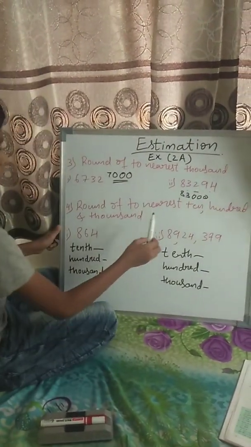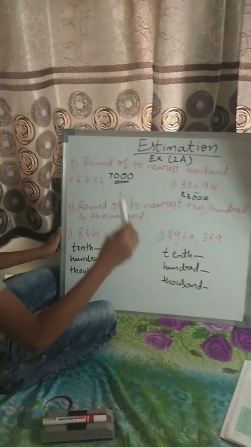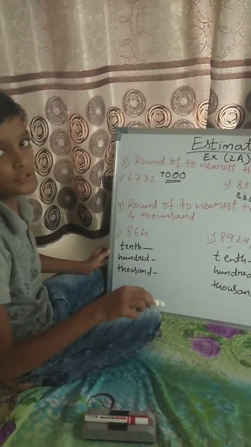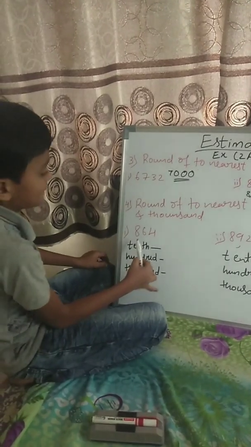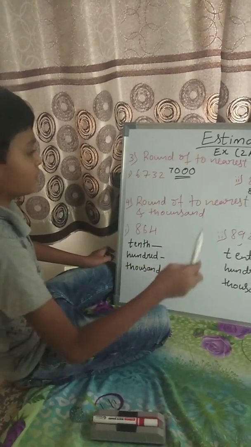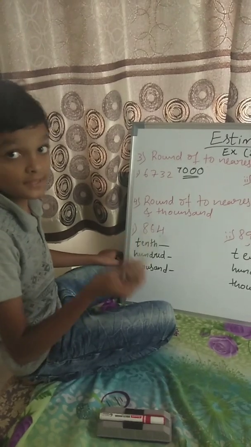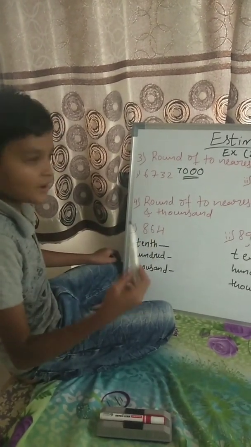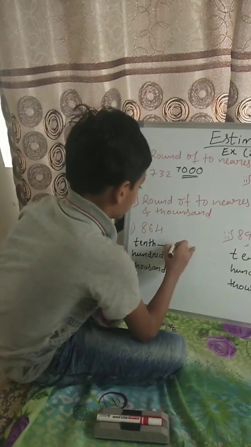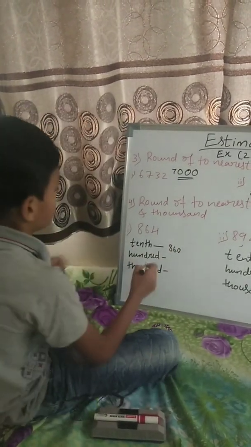Round off to nearest 10, 100 and 1000 means here a single number should be estimated to 10, 100 and 1000. So here the first number is 864. In this, first we have to check at the ones place. In ones place we can observe 4, which is lesser than 5. When it is lesser than 5, as you know, we have to just make that 4 into 0. So the answer is 860.